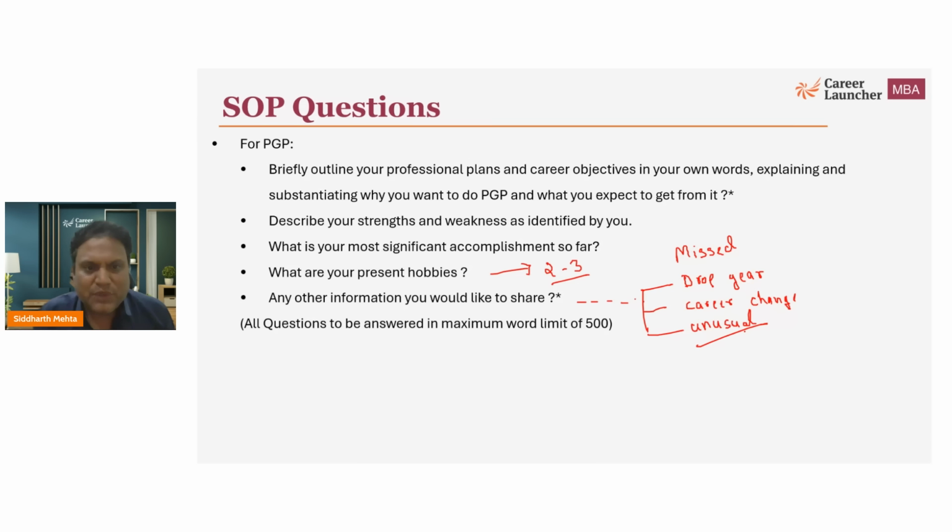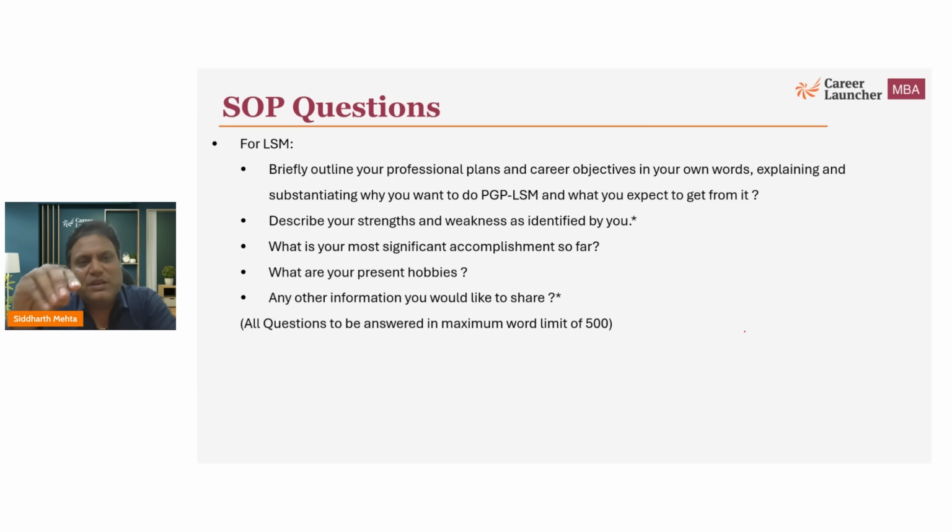So this is something that you can keep in mind. Now, this is for PGP. For the LSM also, the last four questions remain the same. The only change is in the first question. What you should do is briefly outline your professional plans and career objective in your own words, explaining and substantiating why you want to do PGP LSM and what you expect to get from it.